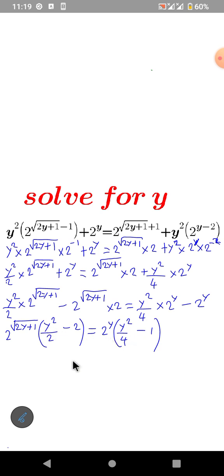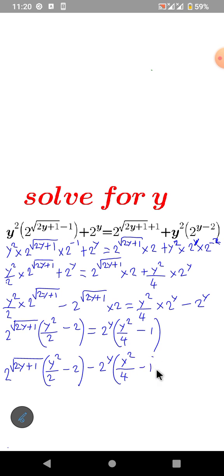So we have this. Now my next step will be to take this expression inside here. So we'll continue. We say 2 raised to the power of the square root of 2y plus 1 open bracket y squared all over 2 minus 2. Then when this comes inside, it changes to minus, so minus 2 raised to the power of y open bracket y squared all over 4 minus 1, all equal to 0.